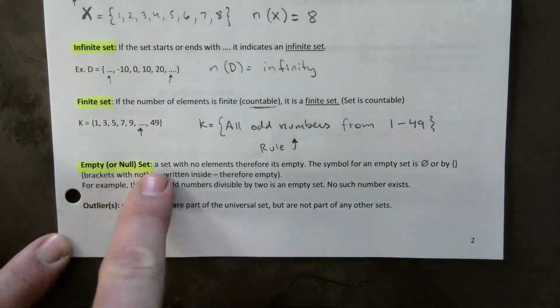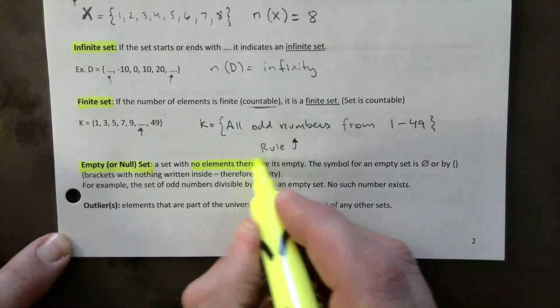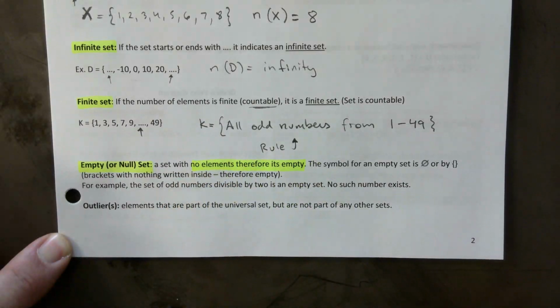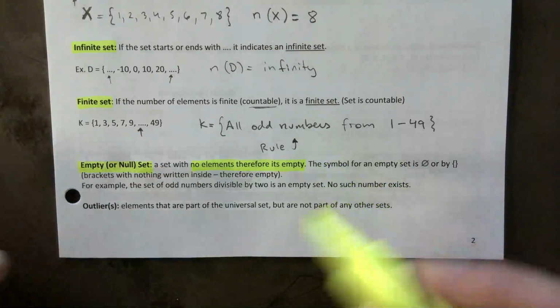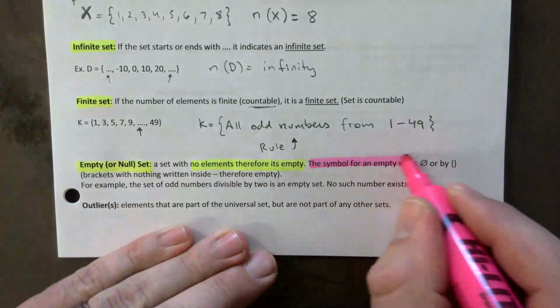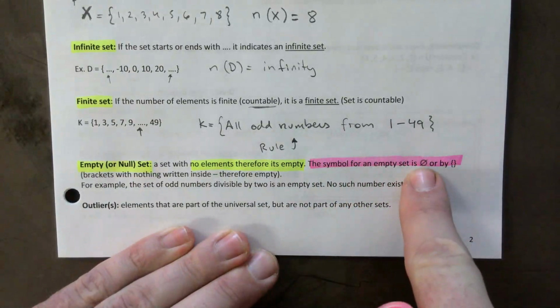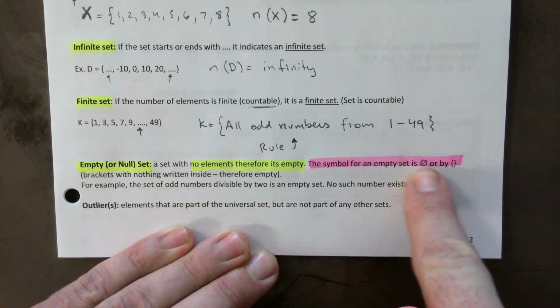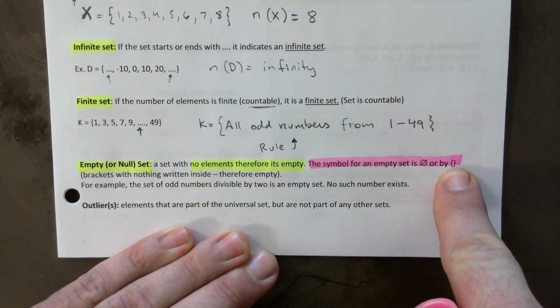Okay. A null set, no elements in there. No elements, therefore it's empty. The symbol for an empty set, that's important. So sometimes a symbol is required. It's a 0 with a line crossed through it, or it's just bracket, bracket with nothing in there. Okay.